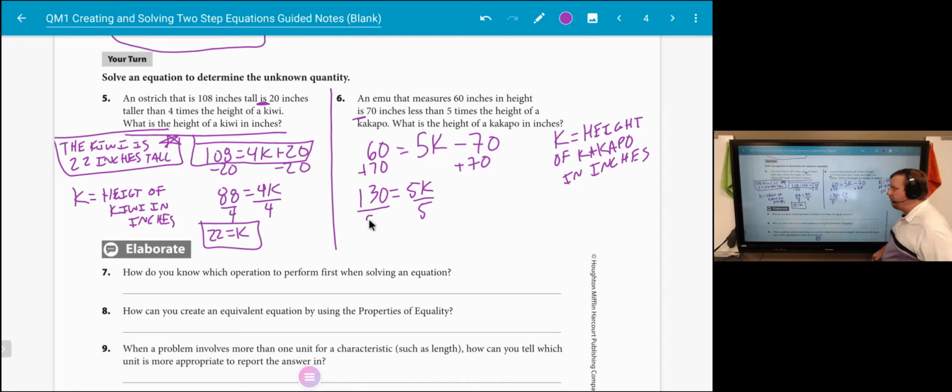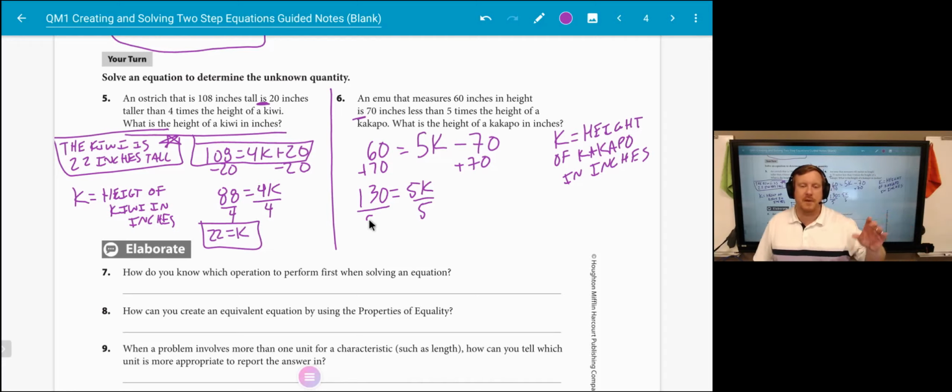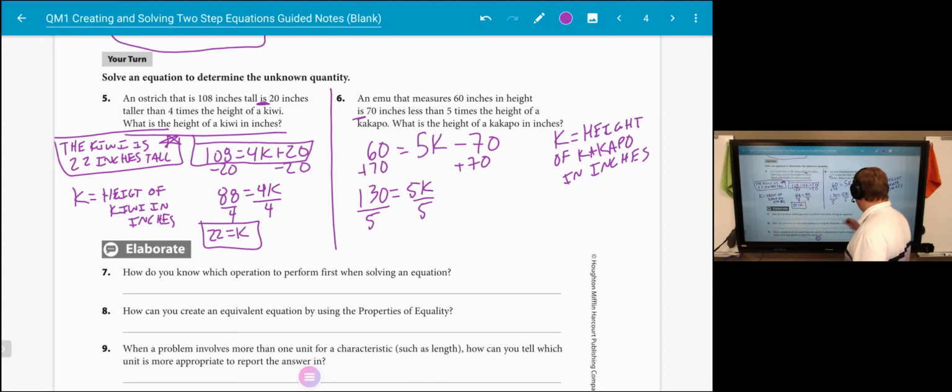130 divided by 5, well, here's how I think about this in my head. I can get to 100, I know what that is. 100 divided by 5 is 20. I got 30 left over. What's 30 divided by 5? 6. Okay, 26 equals K.